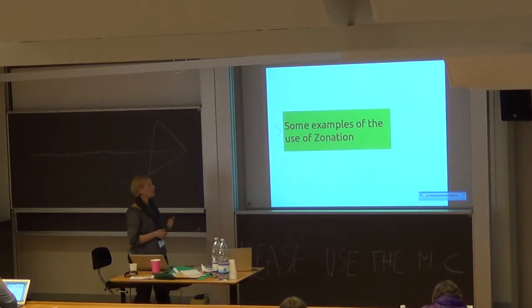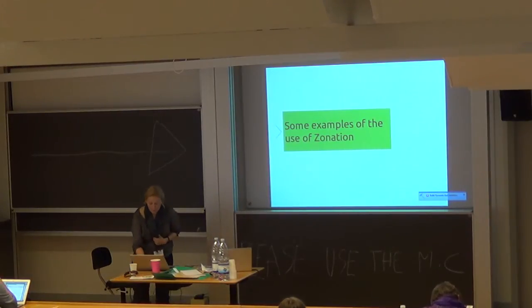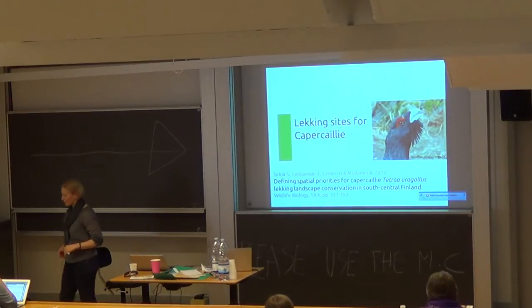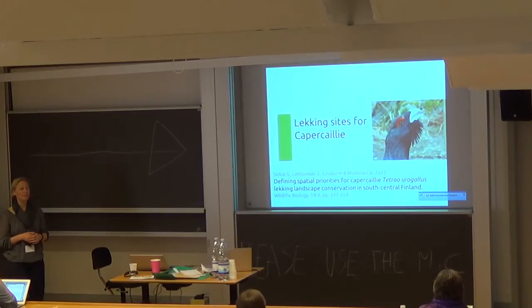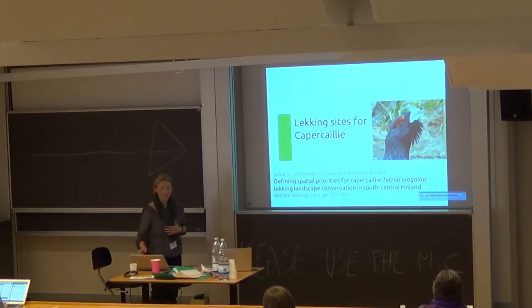I'll show you a couple of examples of Zonation quite briefly. So one of these very traditional biological examples is, for example, lekking sites for capercaillie. So those are the areas where capercaillies reproduce. And I took this as an example because it's so easy to understand. And then we'll go to land use, more land use related examples.